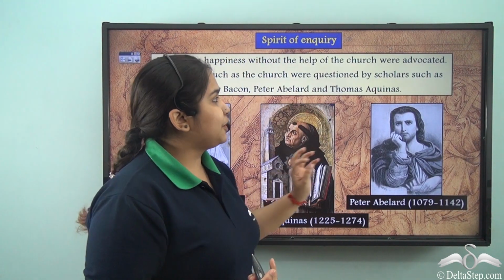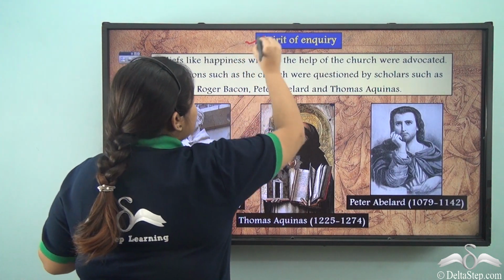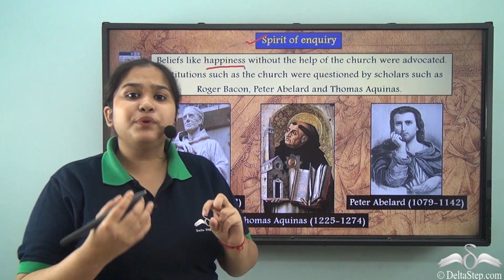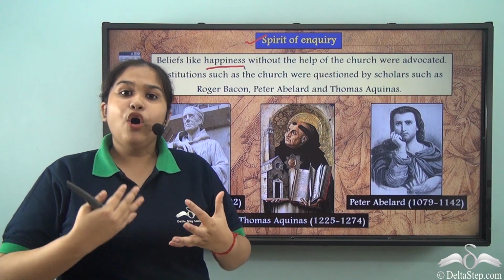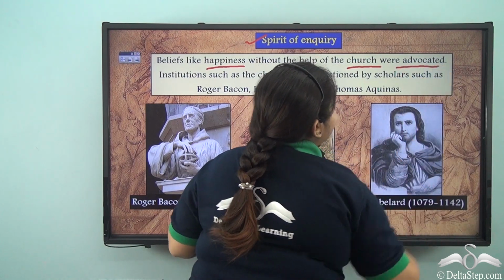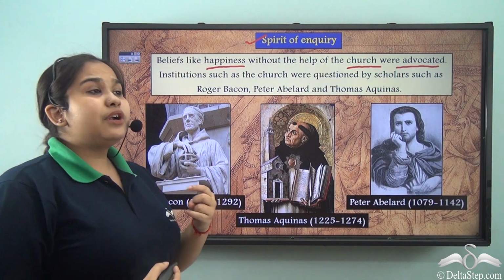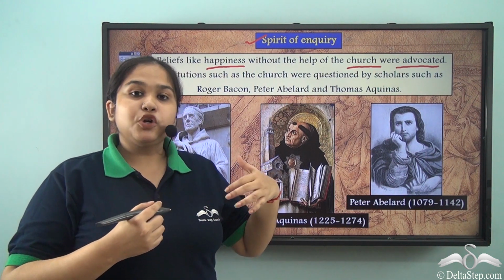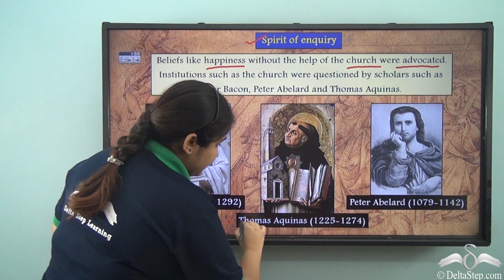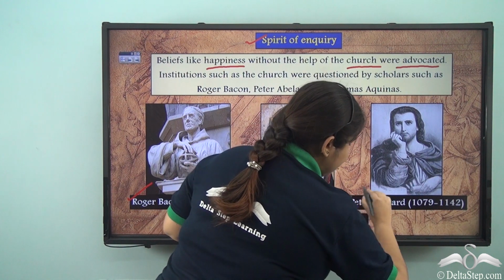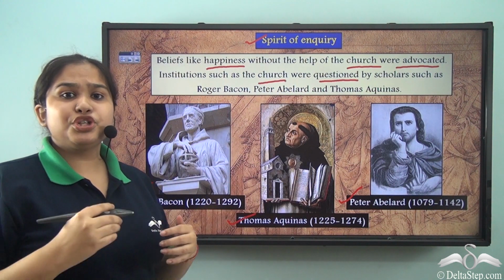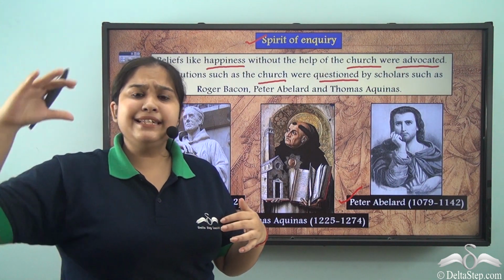Now, this spirit of inquiry that we are talking about essentially looked at the factor that happiness could also be received without God advocating it, or God being the middleman, or church, in fact, being the advocate of this happiness, right? There were people who were questioning this institution of church. People like Roger Bacon, like Thomas Aquinas, like Peter Abelard were the ones who questioned the church, the institution that was in the highest level of hierarchy.